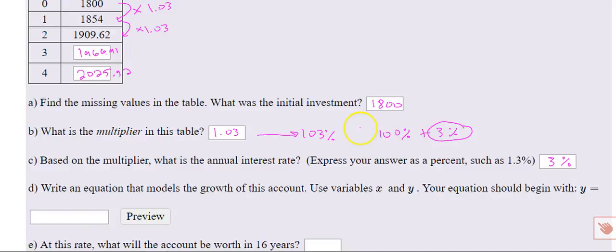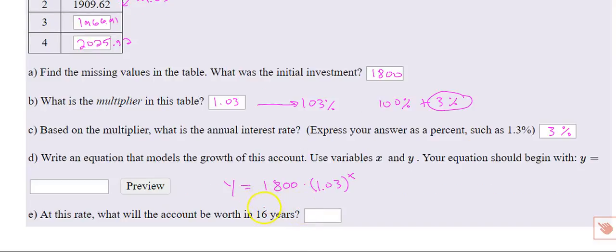And finally, we can write an equation that's based on the starting value, the initial investment, and this multiplier. This is going to look very similar to what we've written for other exponential functions. We have our starting amount, 1800 in this case, and my multiplier is 1.03, and I'm going to raise that to the x power because I multiply by 1.03 x times to make it down to that row in the table. So that's what I would write here.